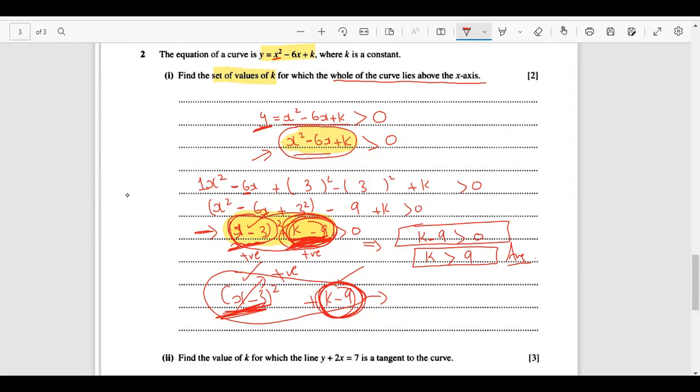Okay. All right. And what about the other students? Miss, I just have confusion in the beginning. Miss, how did you know that it is greater than 0?